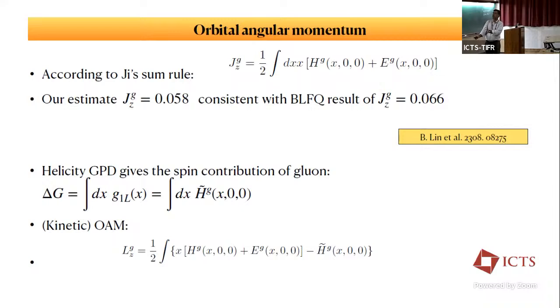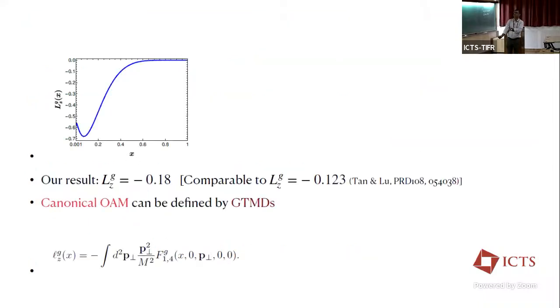And as we know, this helicity GPD gives the spin contribution. So if you just deduct that part, you will get the orbital angular momentum, that you actually call the kinetic orbital angular momentum. And in our model, it looks like this, the x dependence of that orbital angular momentum. And if you integrate, it gives you minus 0.18. Again, another model calculation is in the same ballpark.